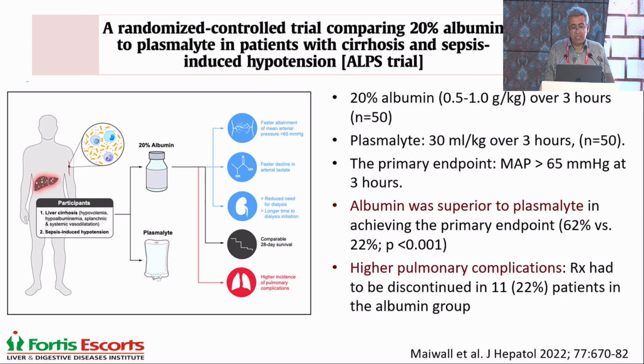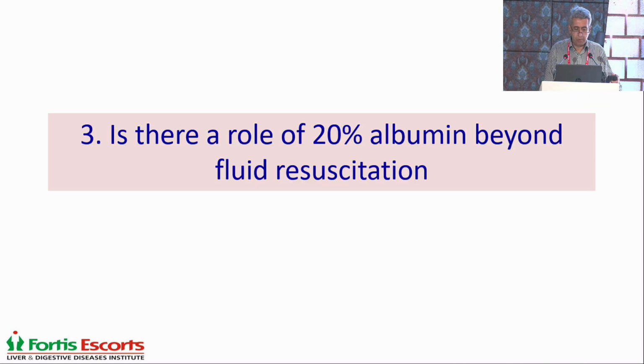This is the second study, which is the 20% albumin study. They compared 20% albumin versus Plasma-Lyte. They found that albumin was superior, but there were higher pulmonary complications, and the treatment had to be discontinued in about 22% of the patients who were on 20% albumin.